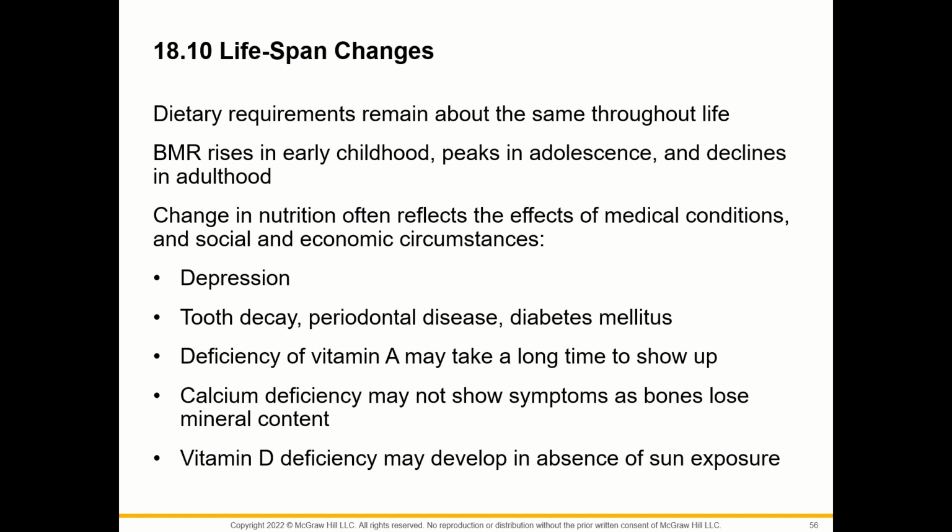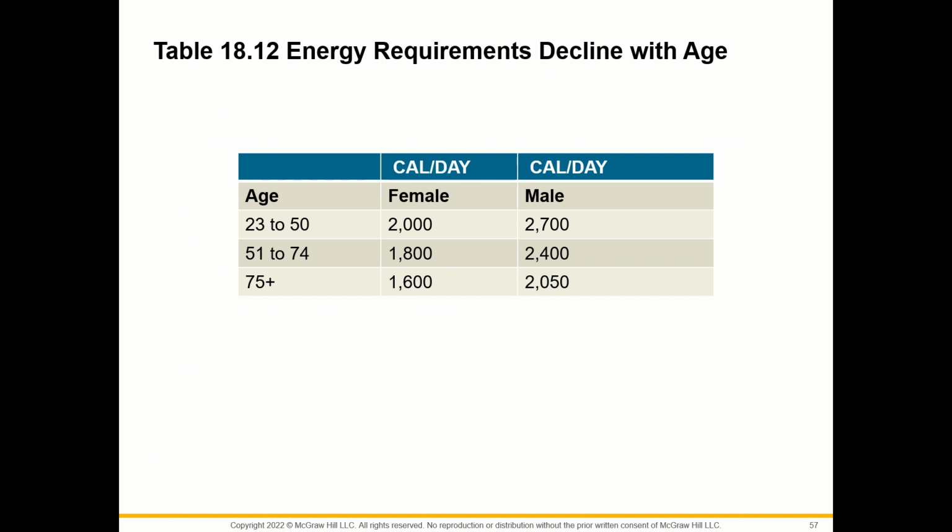A deficiency of vitamin A may take a long time to show up. Calcium deficiency may not show symptoms as bones lose mineral content, and that can lead to osteoporosis. Vitamin D deficiency may develop in the absence of sun exposure. You can see that energy requirements decline with age, but not terribly. So for females, 23 to 50, 2,000 calories; 51 to 74, 1,800 calories; 75 plus, 1,600 calories. Males, 27 calories for 23 to 50-year-old range, 2,400 calories for 51 to 74-year-old range, and 2,050 calories for 75 plus.